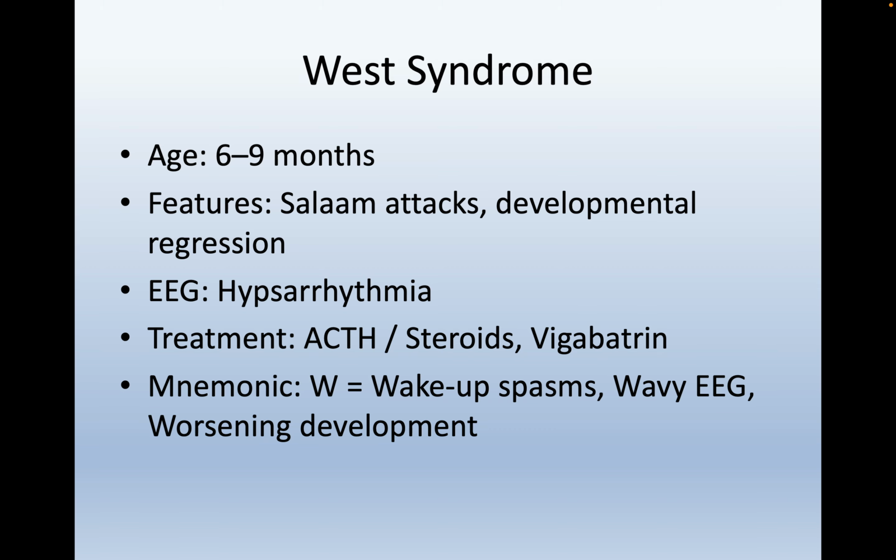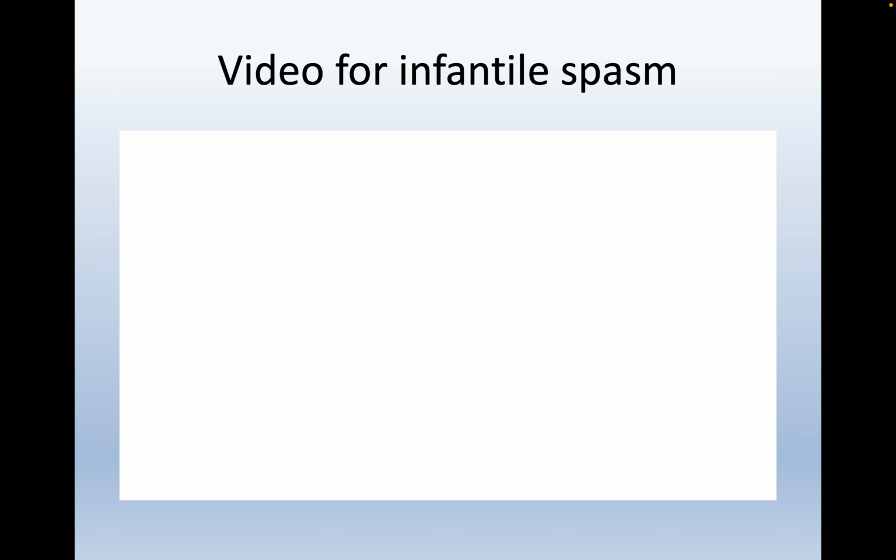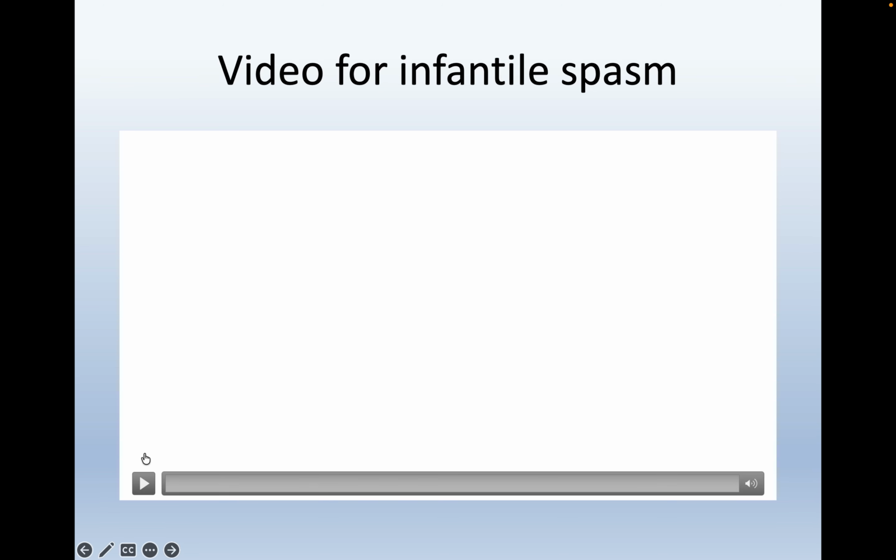And just for mnemonics, West syndrome: W for wake up spasm, and wave EEG, worsening development. I hope I'm clear for this one. Moreover, I put all the specific pediatric epilepsy syndromes in one table at the end of the session, so you can compare and easily recognize and remember most of them. This is one video for infantile spasm or West syndrome to help you imagine how West syndrome is going on.